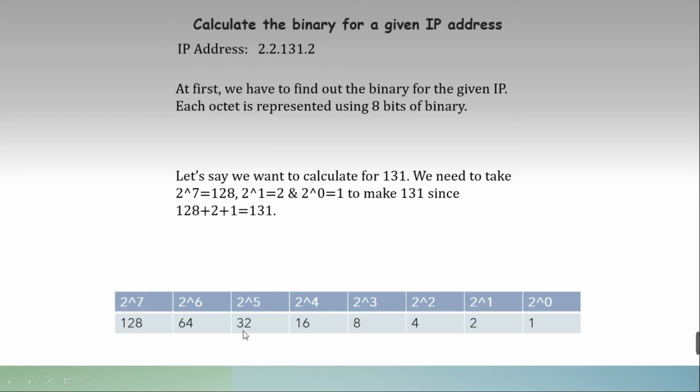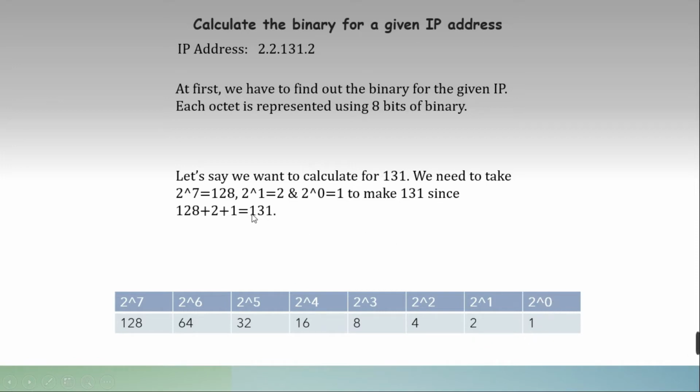So how can we make 3 from the rest of the numbers? If we take 64, it will definitely be more than 131. If we take 32 or 16, it will also be more than 131. So the only numbers that I can take are the rightmost two numbers, 2 to the power 1, which is equal to 2, and 2 to the power 0, which is equal to 1.